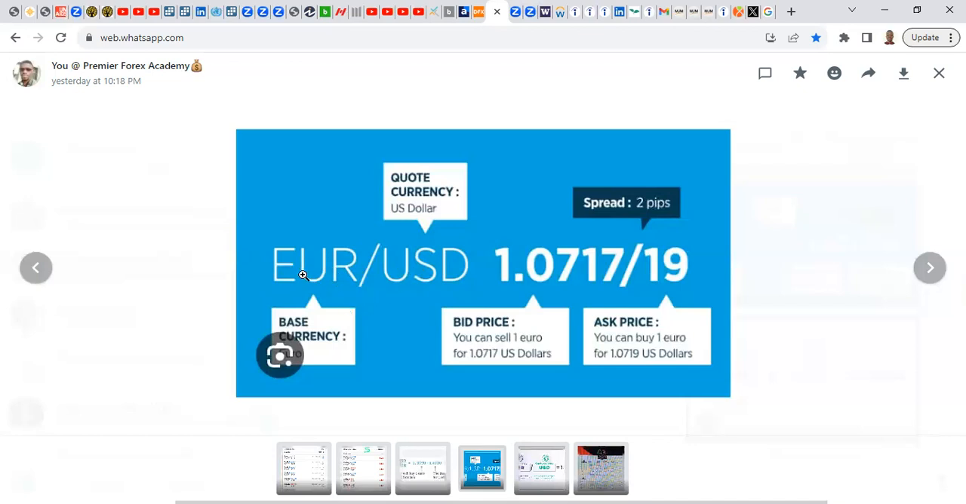A very good example: if there's news in fundamental analysis that Euro is stronger than USD, I'll buy this instrument, which means I'm buying Euro, I'm selling USD. If the news goes the other way around, that Euro is weaker than USD, I will sell this pair, which means I'm selling Euro, I'm buying USD.